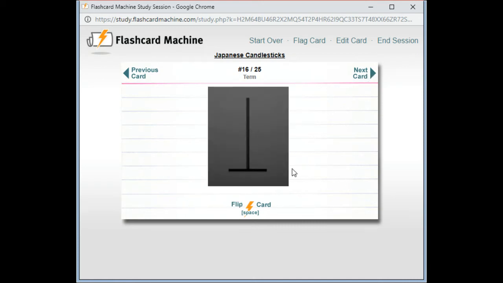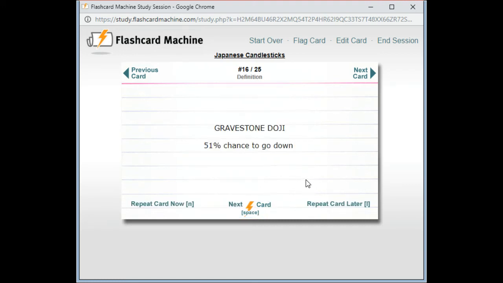Okay, opposite of the Dragonfly Doji. Gravestone Doji. Okay, again, only about a 50% chance to go down as well. They're more ominous than they really are. So 50-50 on that one. So not hugely actionable.